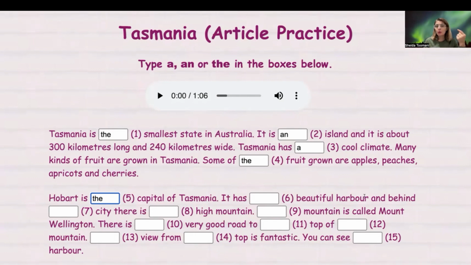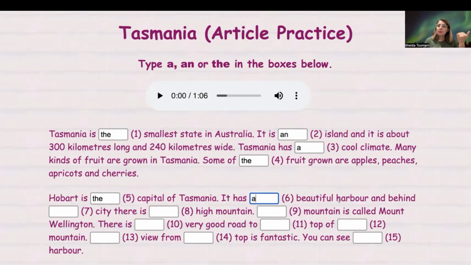It has beautiful harbor. Look, harbor is a noun, and then we have beautiful noun group. Again, so far, there is no more information about harbor. This is the first time this noun is introduced. So, A or an? That's right, A, because B is not a vowel. What are the English vowels? A, E, I, O, and U.